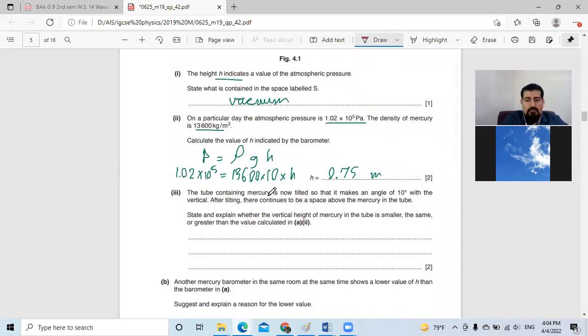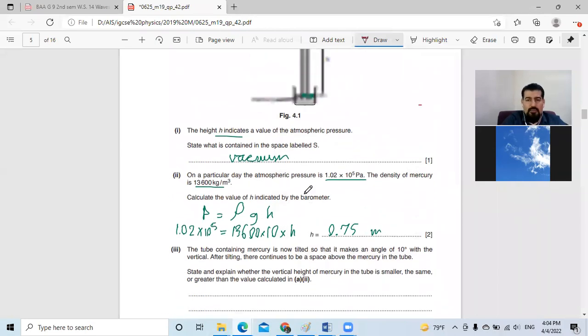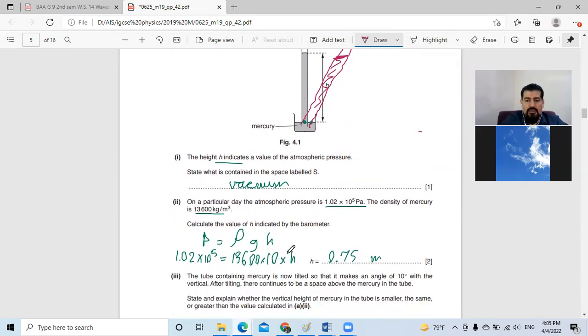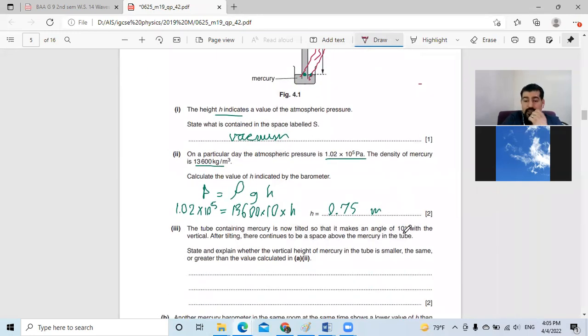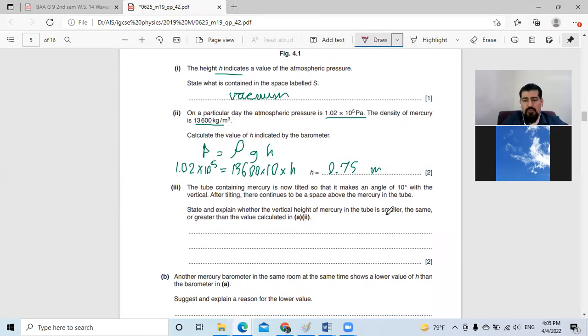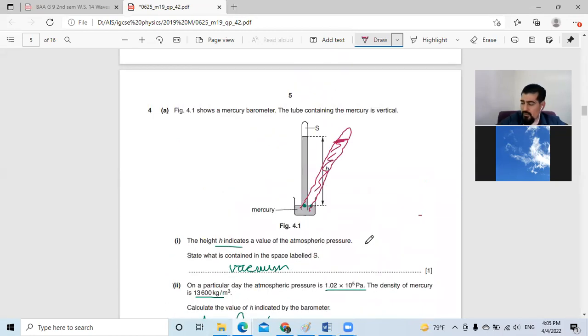The tube containing mercury is now tilted. Now we put here this barometer, tilted like this, and there's still mercury inside it. They say it's tilted and makes an angle of 10 degrees with the vertical. After tilting, there's still a vacuum in the space above the mercury. A, state and explain whether the vertical height of the mercury in the tube will be smaller, the same, or greater than the height calculated here. I just drew that it will be approximately the same height.